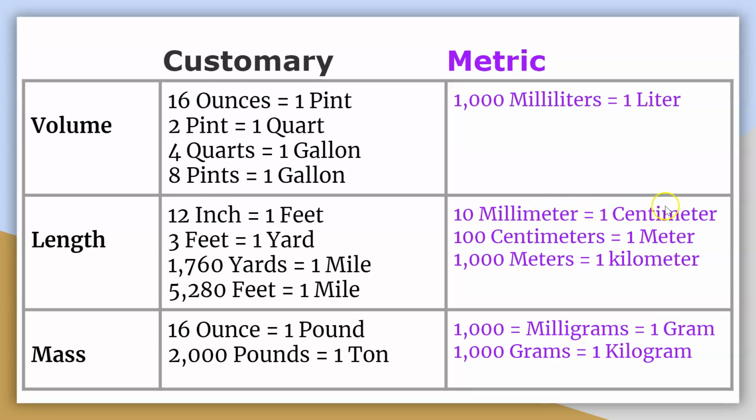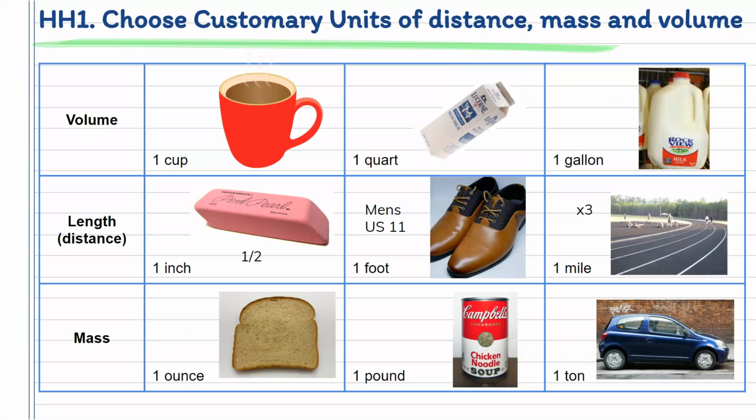you can use the same logic for volume and mass. So for example, 10 millimeters is equal to a centimeter, 10 milliliters is also equal to 1 centiliter, and 10 milligrams is equal to 1 centigram. You can use that logic consistently throughout, which makes it easier.